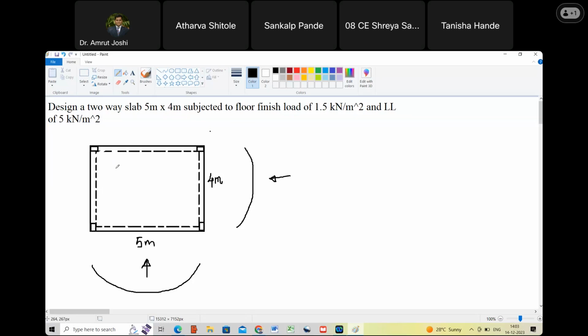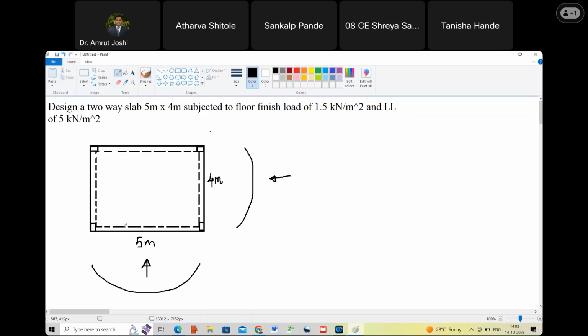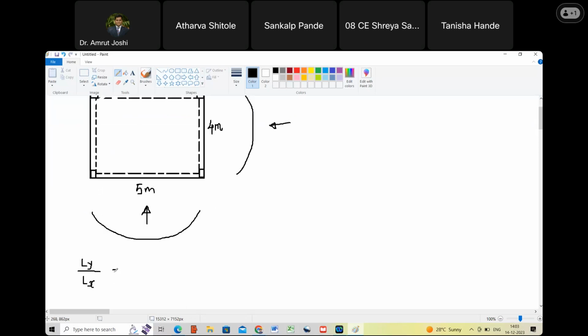Okay. And there is one more requirement, and that requirement is Ly by Lx ratio should be less than 2. So Ly is the longer span and Lx is the shorter span. You can see what is the longer span here. The longer span is 5 meter and shorter span is 4 meter. So that ratio 5 by 4, can you tell me how much is that? 5 by 4 is 1.25. Am I right? Yes, sir.